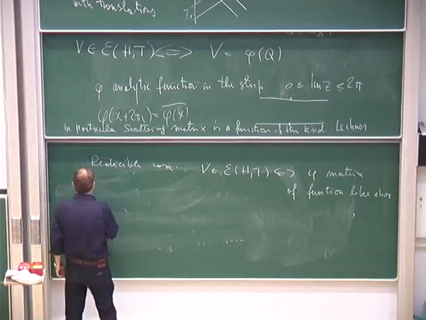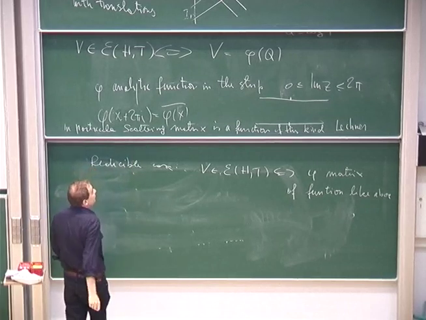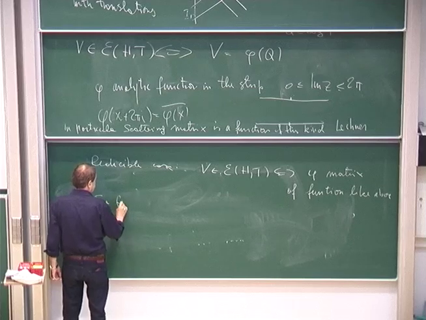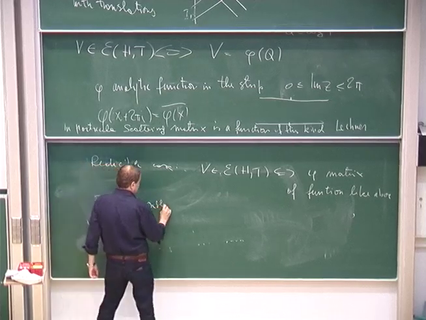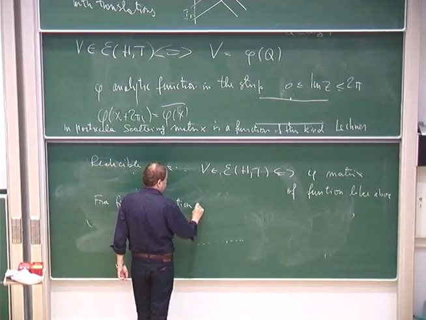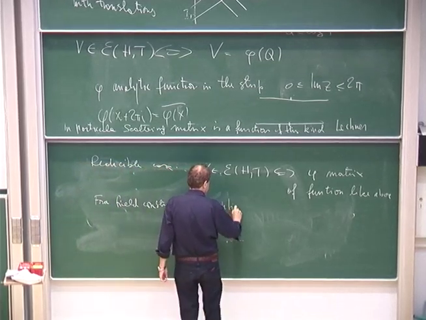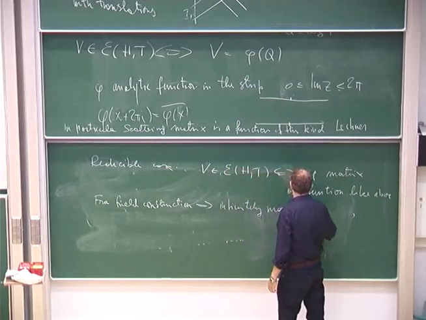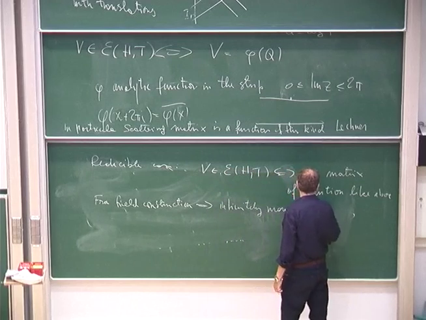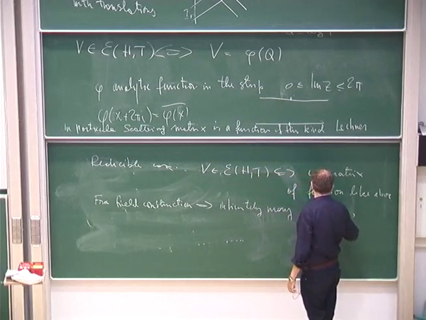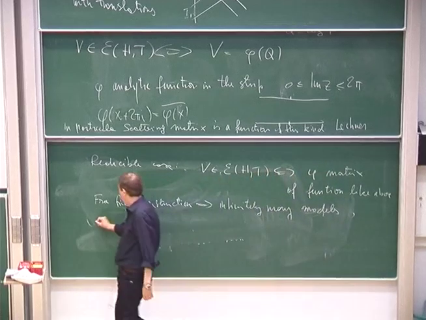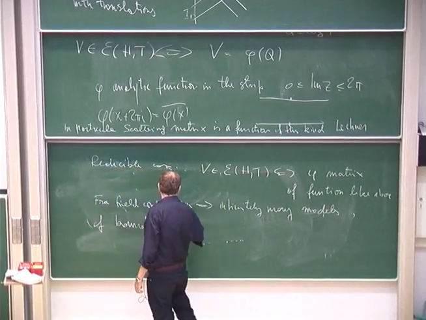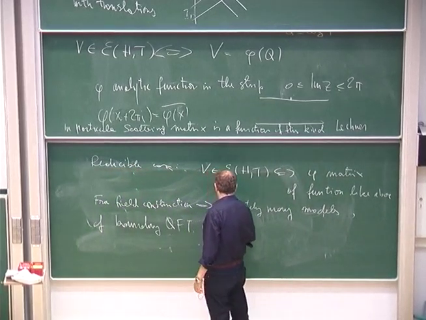Now, of course, at this point, since we are dealing with standard spaces, we can use a free field construction. This gives infinitely many example models, if you want, of boundary quantum field theory on a half plane.